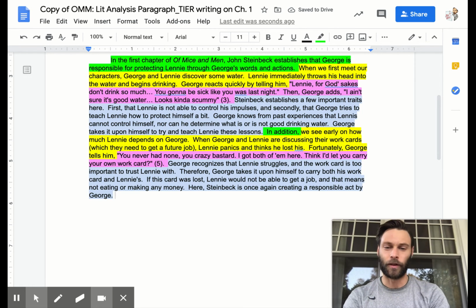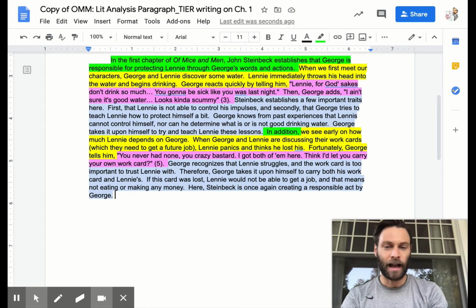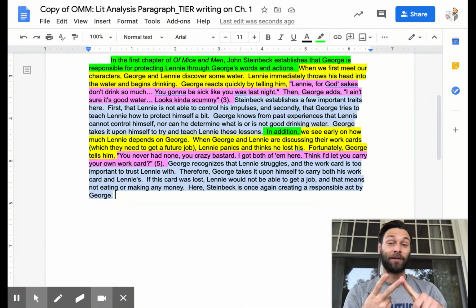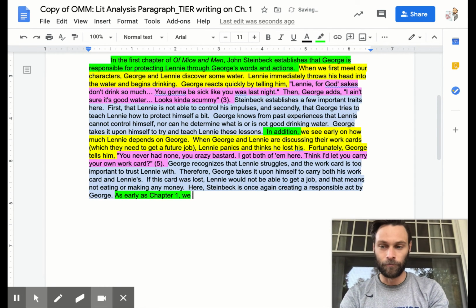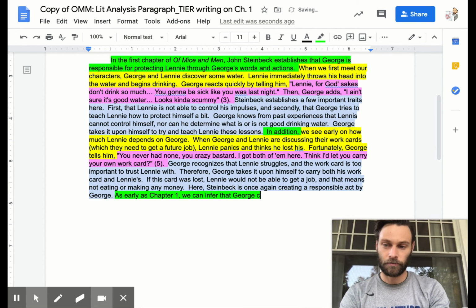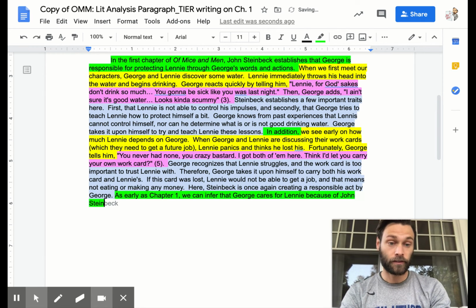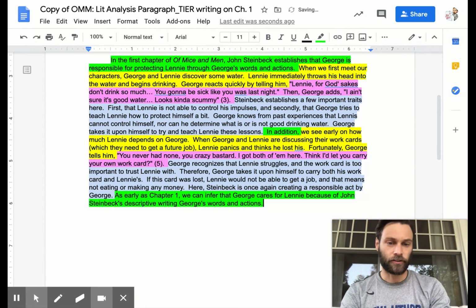So I want to close this out and put those two back together. When I think about the two moments that I've captured so far, I can say, hey, one happened on page 3, one happened on page 5. So we're early. I'm just going to say, as early as chapter 1, go with our word that we've been working on, infer. We can infer that George cares for Lenny because of John Steinbeck's descriptive writing of George's words and actions.